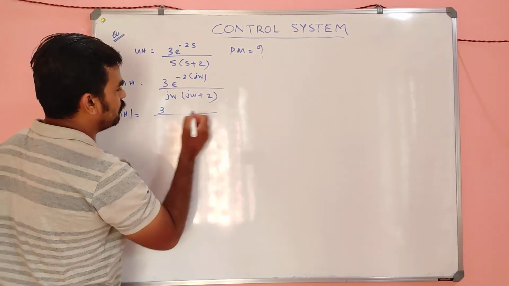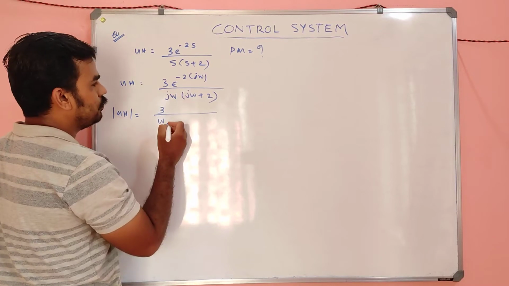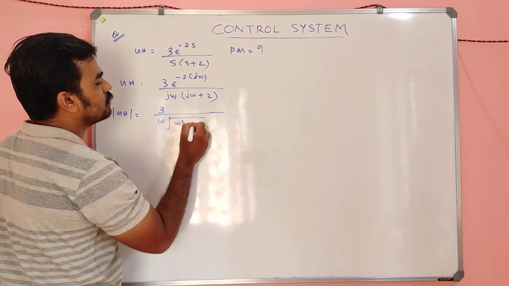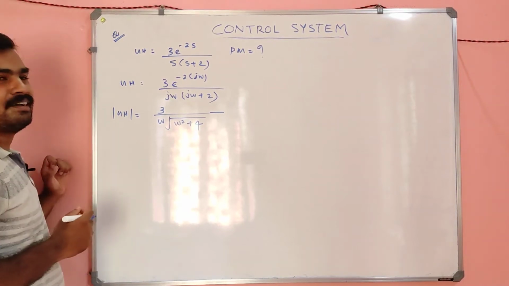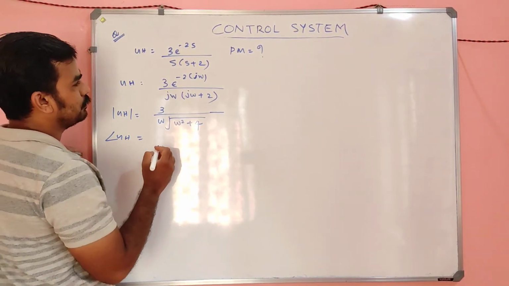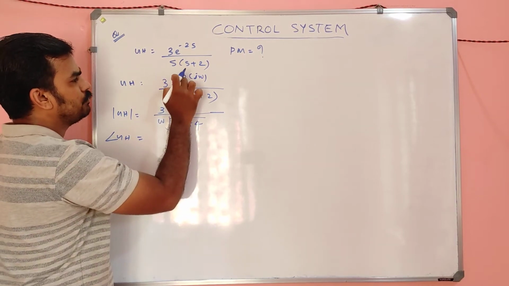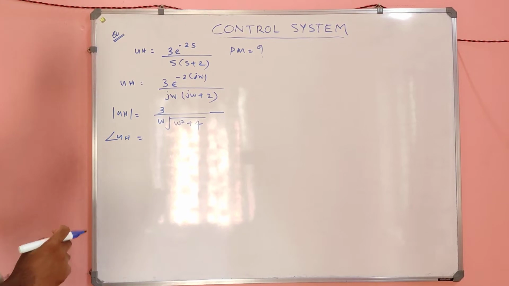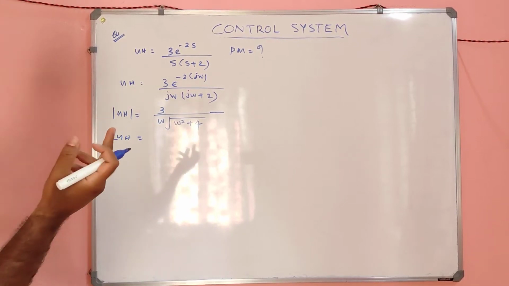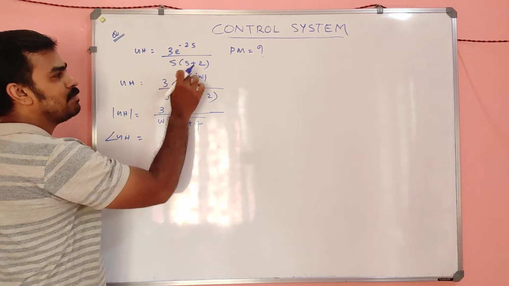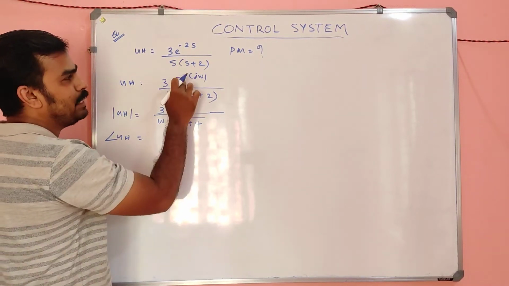So simply 3 divided by omega root of omega square plus 4. That is the magnitude. What is the phase angle, my dears? What is the phase angle of e raised to minus j into 2 omega? It is in the form of e raised to minus j theta, so theta will be minus 2 omega.